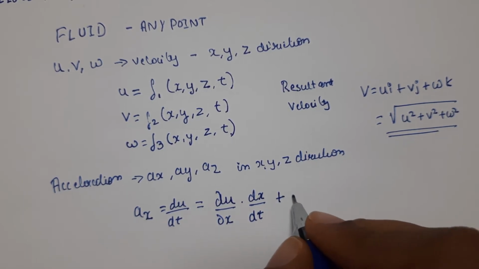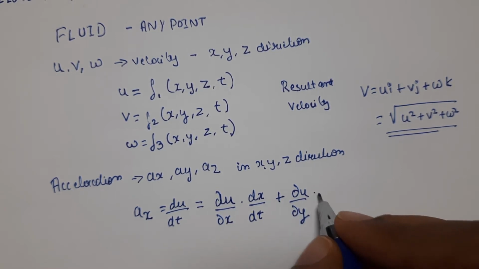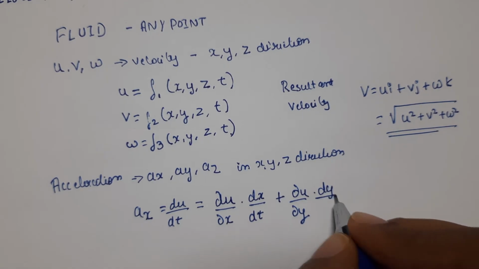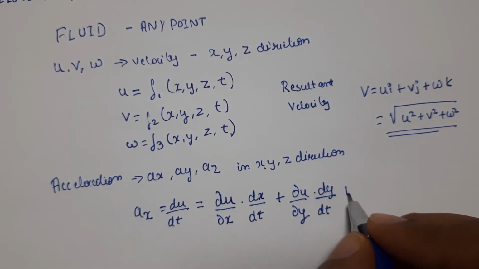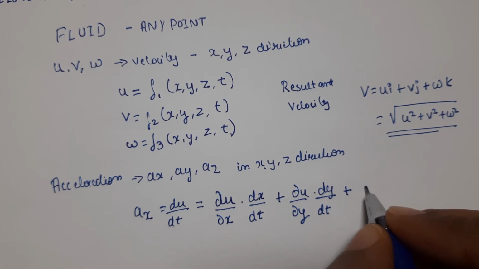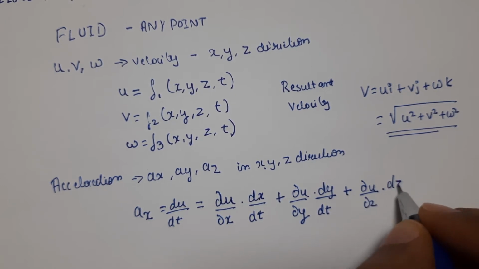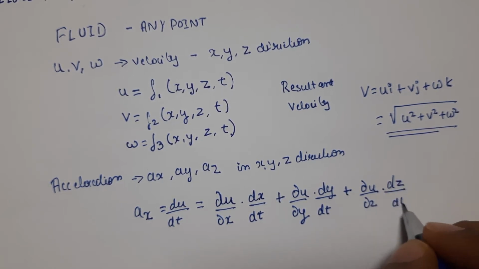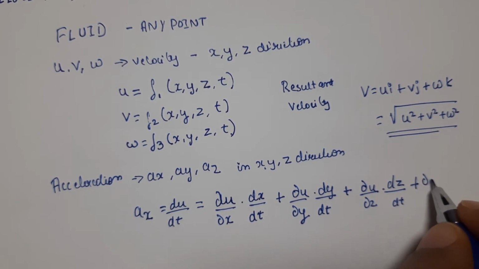plus dou u by dou y into dy by dt plus dou u by dou z into dz by dt plus dou u by dou t.